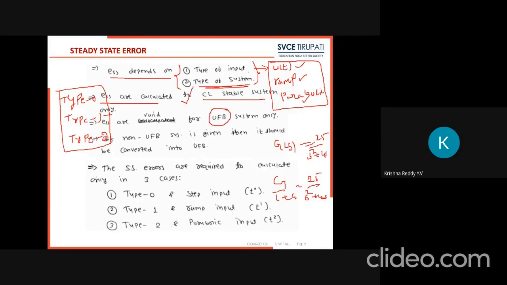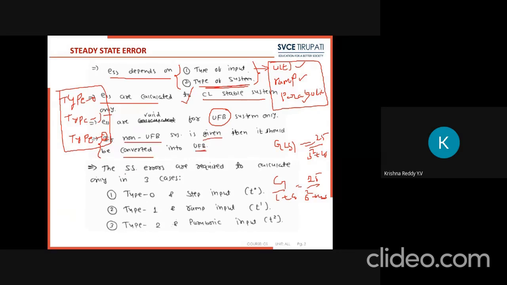Suppose the given system has other than unity feedback, first of all we need to convert that system into a unity feedback system. Then only we calculate the steady state error. If a non-unity feedback system is given, then it should be converted into a unity feedback system.